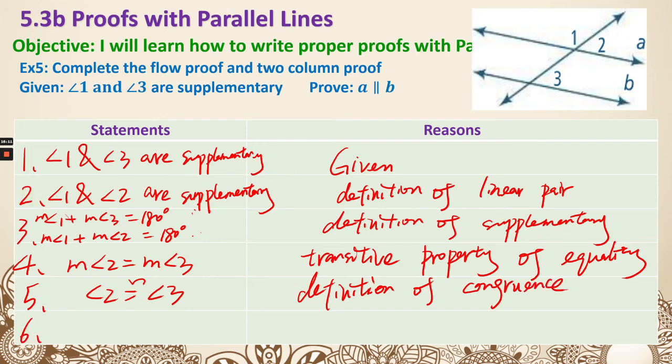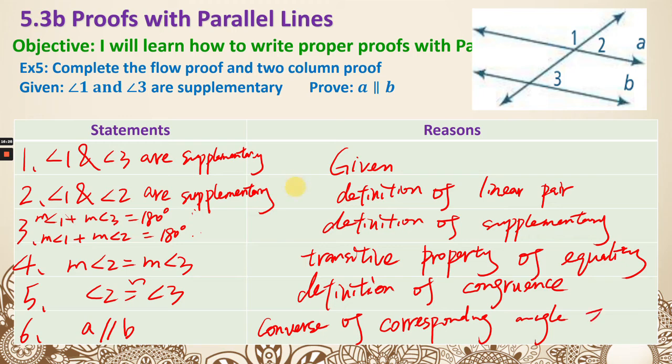Lastly, because of that, I can say line A is parallel with line B, and that is converse of corresponding angle. There. That is example 5.